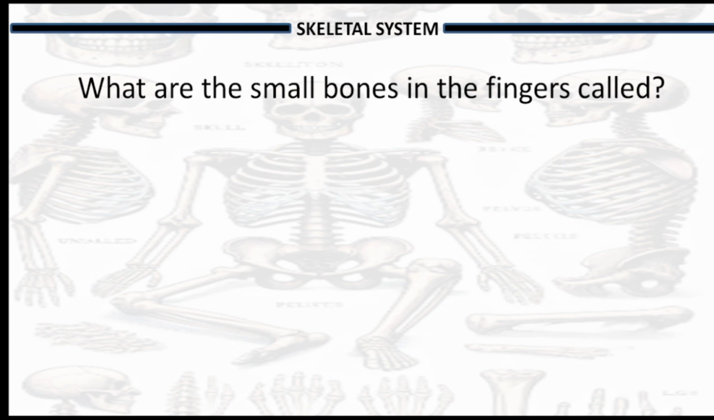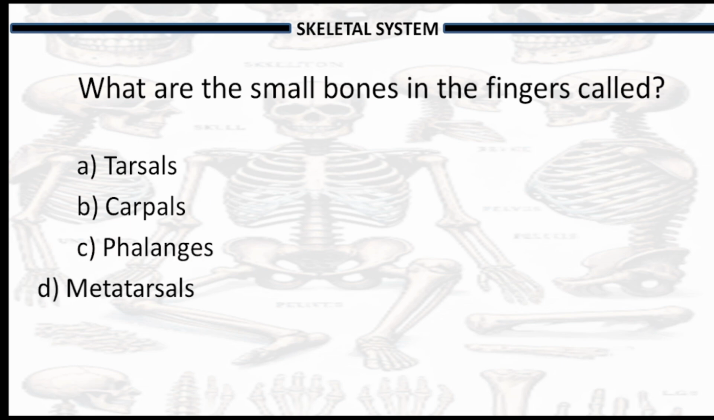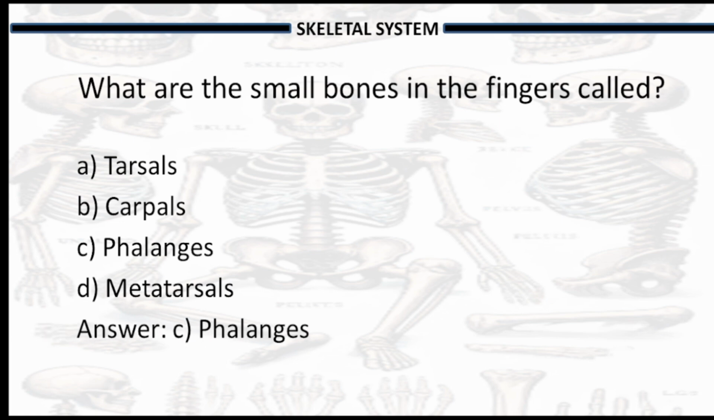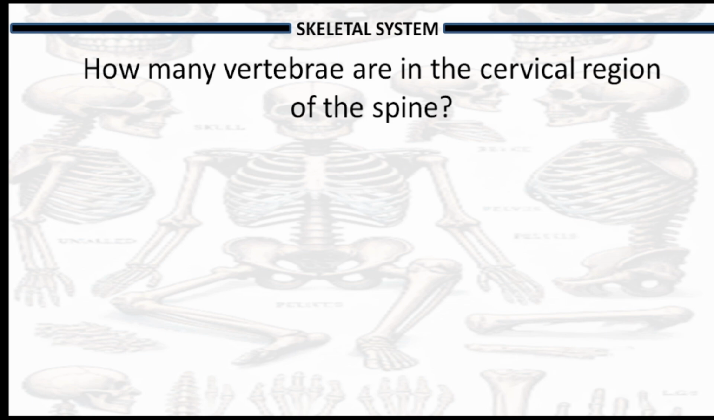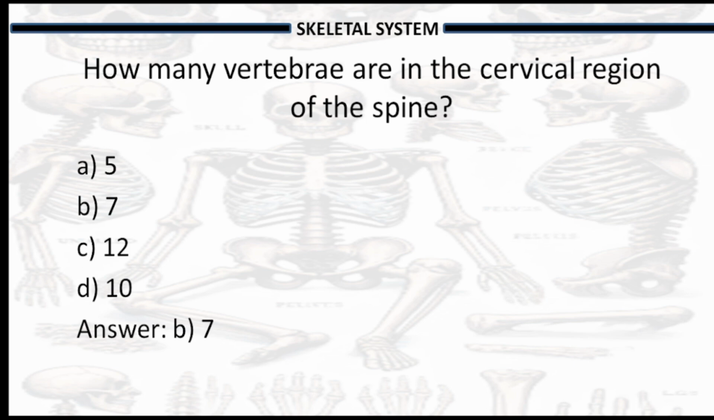What are the small bones in the fingers called? Phalanges. The small bones in the fingers are called phalanges. How many vertebrae are in the cervical region of the spine? Right answer is 7.